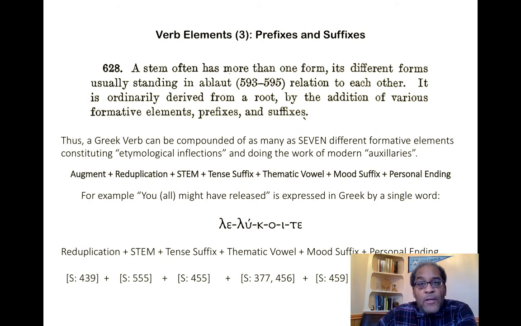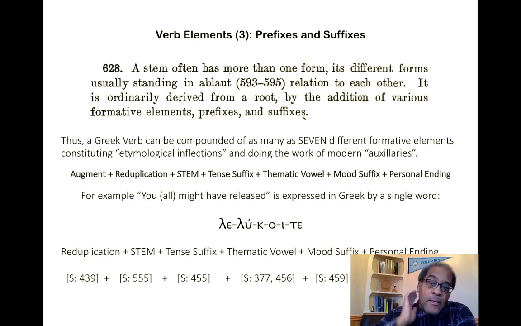The stem also often has more than one form. Its different forms usually stand in Ablaut relation to each other. It is ordinarily derived from a root by the addition of various formative elements, prefixes, and suffixes. Thus, a Greek verb can be compounded of as many as 7 different formative elements, constituting the etymological inflections that Donaldson talked about in that quote we read earlier, which are doing the work done in modern language by auxiliaries, must, shall, should, etc.